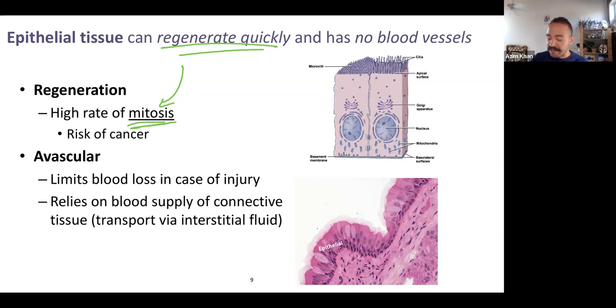One downside is that the more we try to replace our cells, the more chance, the more probability, that we can have an error in making more cells. That's what can lead to cancer.